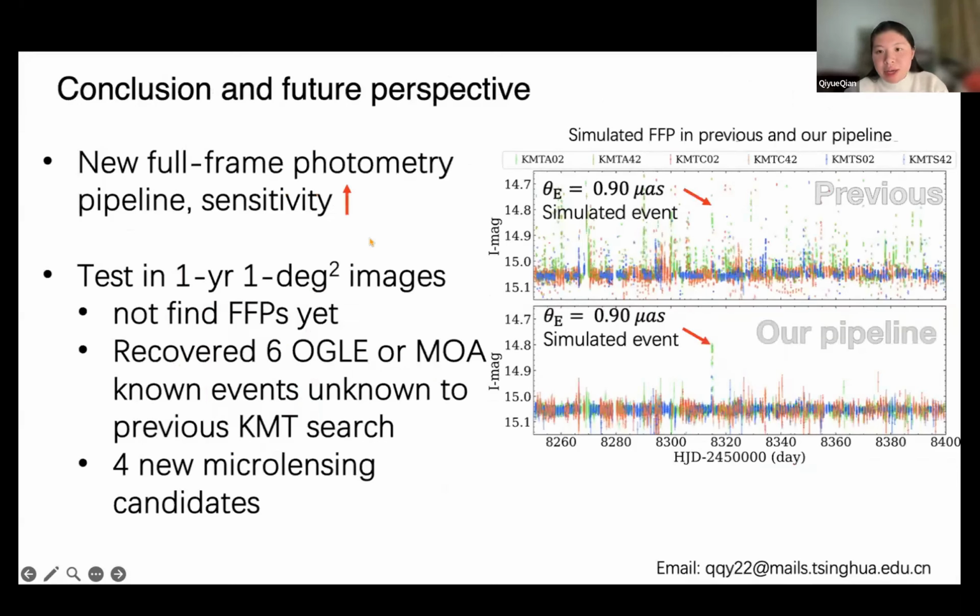Okay, so currently we have set up the new full-frame photometry pipeline for KMTNet and greatly improved the photometry quality and the sensitivity for FFPs. We have tested our pipeline on 1 year, 1 square degree images, but have not detected a convincing FFP yet. However, we recovered 6 known events that were missed by the previous KMTNet search and detected 4 new microlensing event candidates.